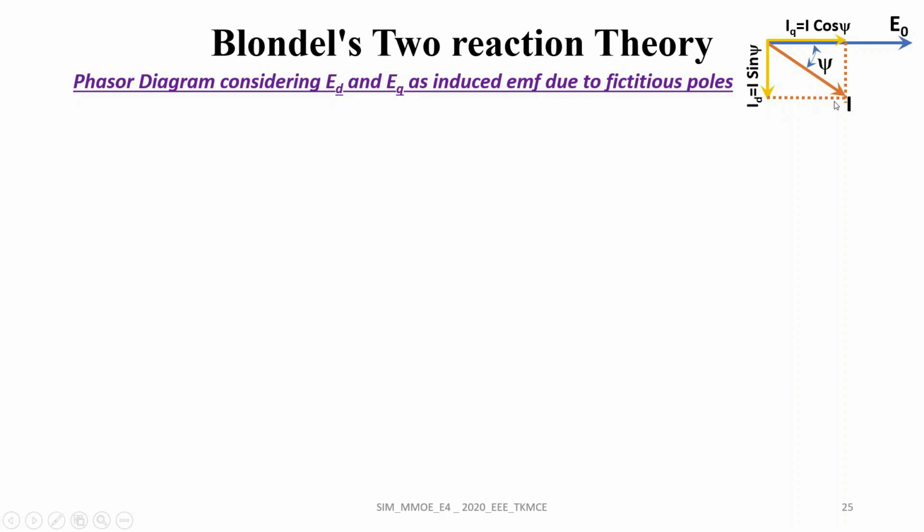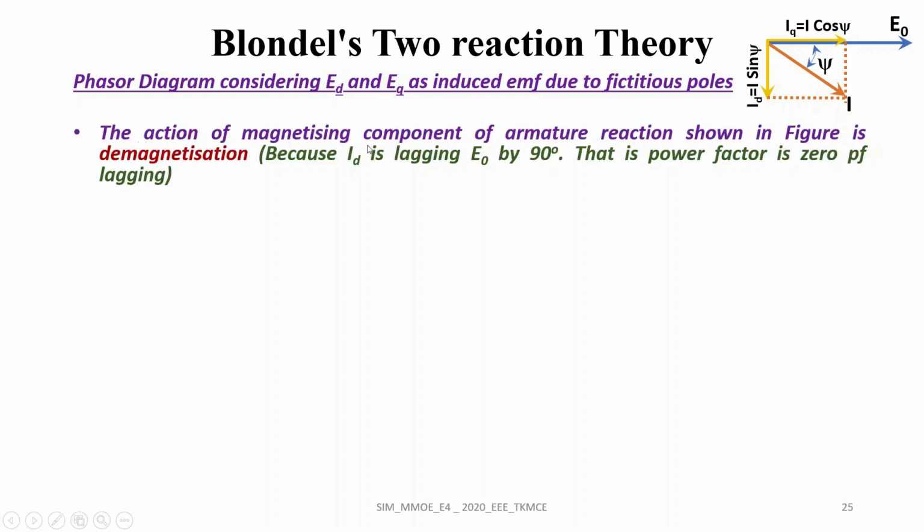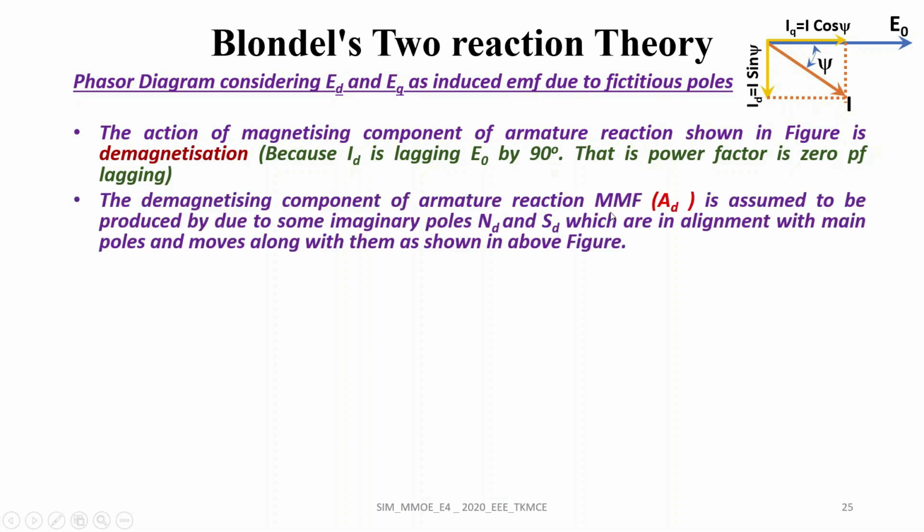Since this current is lagging, the magnetization component of armature reaction shown in the figure is demagnetization. Why? Because ID is lagging E0 by 90 degrees. The power factor of operation is zero power factor lagging. Under zero power factor lagging, armature reaction has complete demagnetization. The demagnetization component of armature reaction MMF, that is AD, is assumed to be produced due to some imaginary poles as discussed earlier, ND and SD, which are in alignment with the main pole and move along with them.